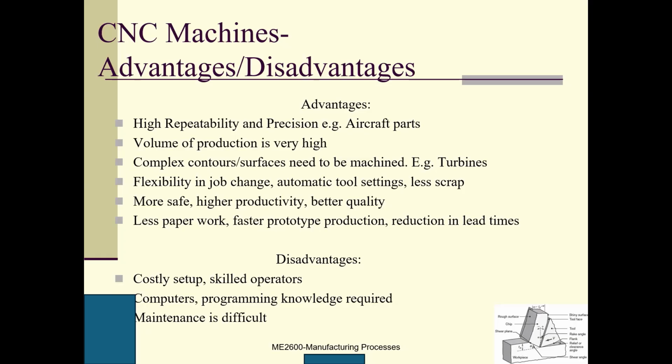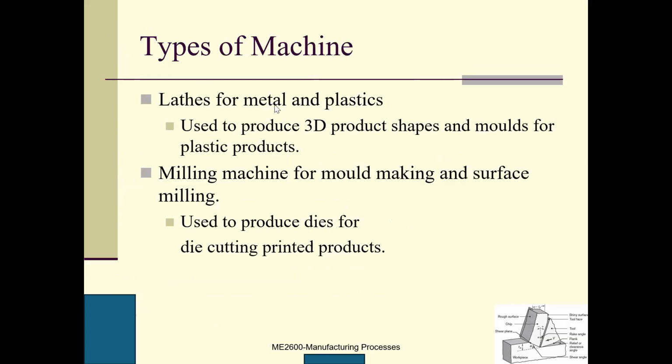So CNC machines are not very expensive now, but I just gave you that example. Now the types of CNC machines. The first one is the lathe. Lathes for metal and plastics are used to produce 3D product shapes and molds. And for plastic products, milling machines are used for mold making and surface milling. This is also used to produce dies for die cutting printed products. So these are different CNC machines: CNC lathes and CNC milling.